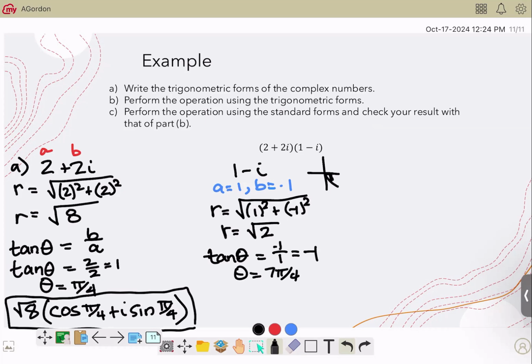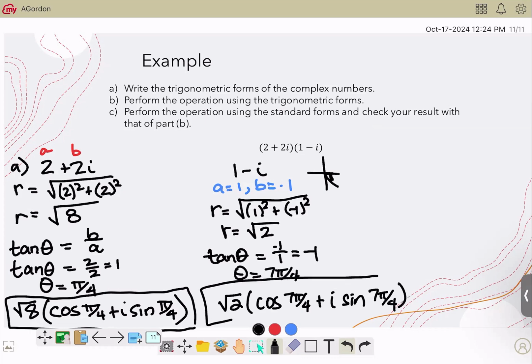Putting all of that together, I've got the square root of 2 times cosine of 7 pi over 4 plus i times sine of 7 pi over 4. All right, so there's my two numbers in trigonometric form. That's part A. Now I'm going to multiply these two numbers in trigonometric form for part B.